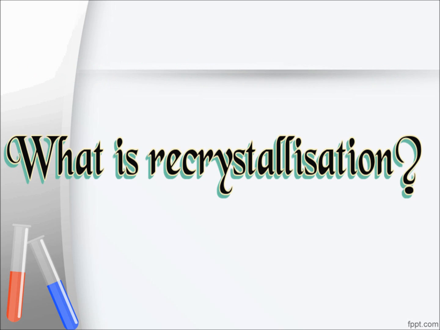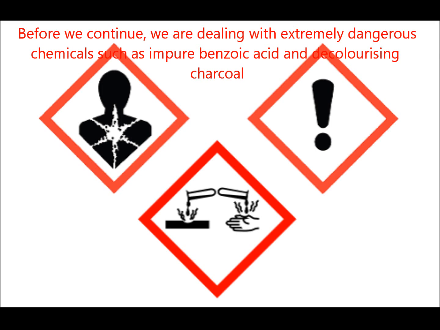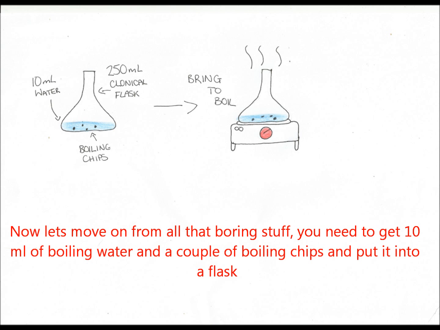To demonstrate this, we're going to give you a quick example of how to recrystallize impure benzoic acid. Before we continue, we are dealing with extremely dangerous chemicals such as impure benzoic acid and decolorizing charcoal. But let's move on from all that boring stuff.